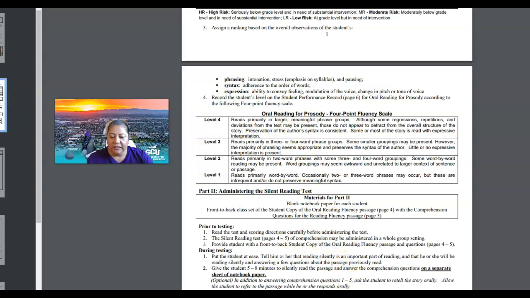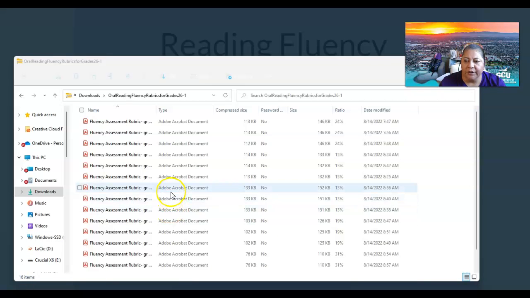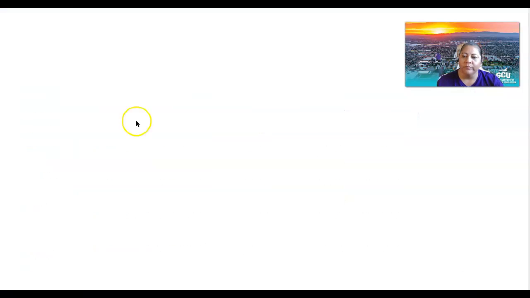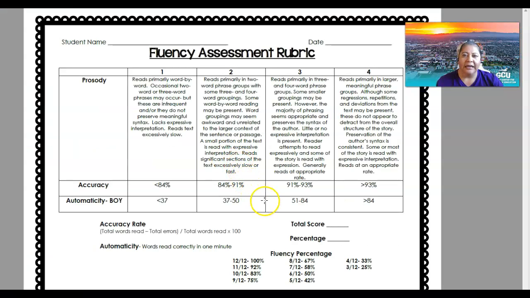And then let's look at another one here. What I'm going to show you here, and I'm going to try to attach the zip drive to your resources, is Fluency rubrics from 2nd all the way to 6th grade. So we'll look at a 2nd grade one. This is a little bit easier and more user-friendly for prosody. So again, reads primarily in large meaningful phrase groups. You can read the rest here.